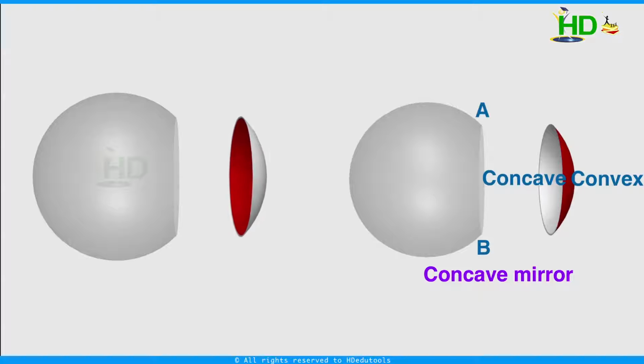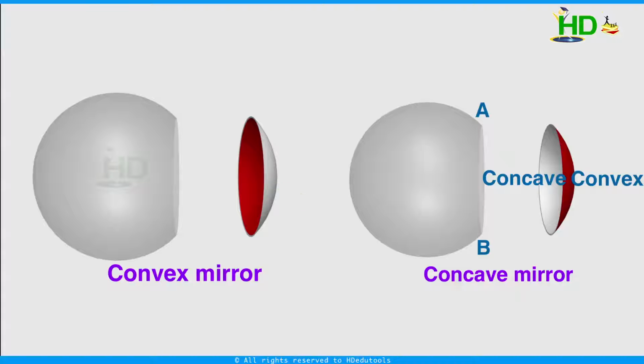This is called a concave mirror or converging mirror. Now if this cut-off part is coated on the concave side, then the outer surface acts as a mirror. This is called a convex mirror. Now this is a convex and this is a concave mirror.